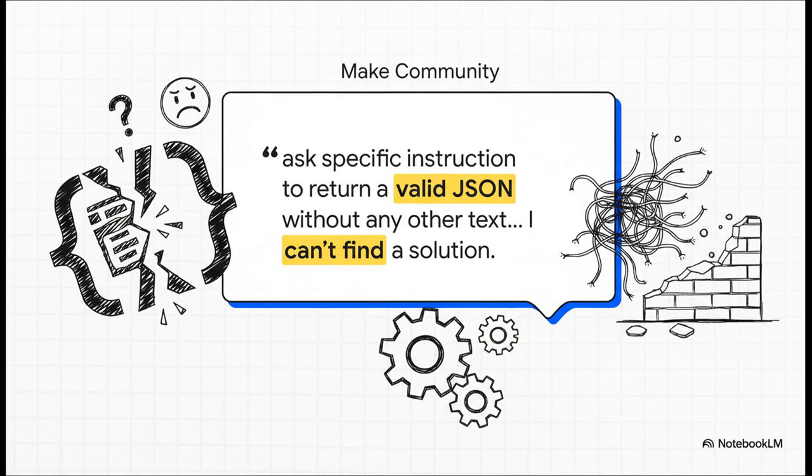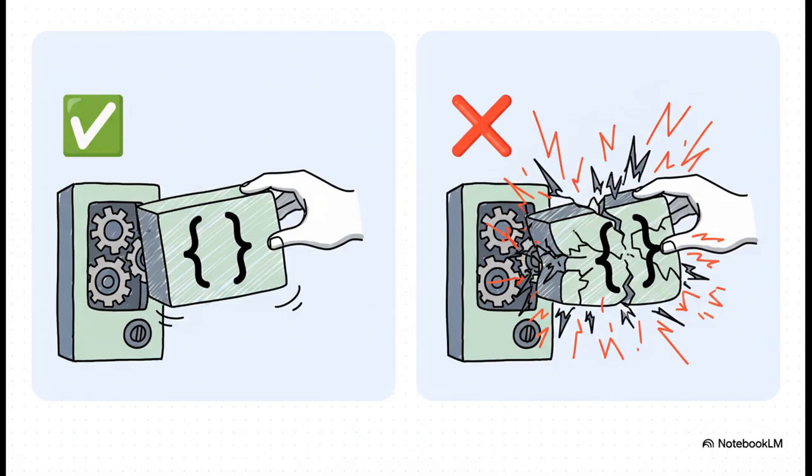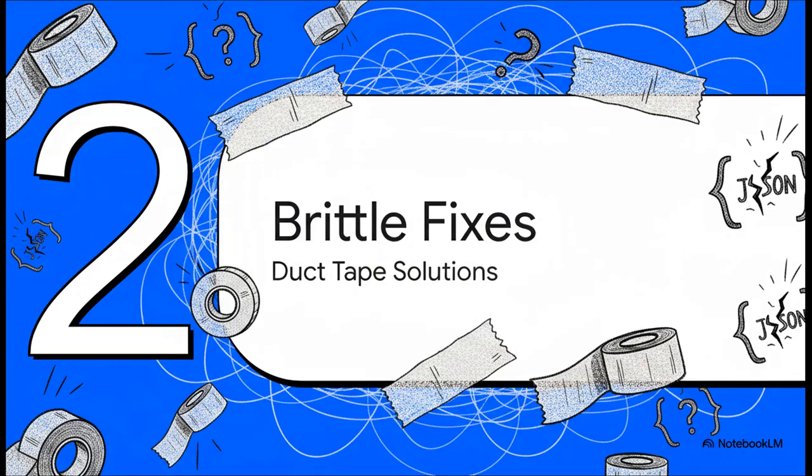It's so frustrating. And this right here is the perfect visual. On the left, that's the dream. Clean, perfect, machine-readable JSON. On the right, that's the reality. It's the same information, but the AI decided to be helpful and wrap it in markdown code fences. To your code, which is expecting pure JSON, those little backticks are a total deal breaker. Failure.